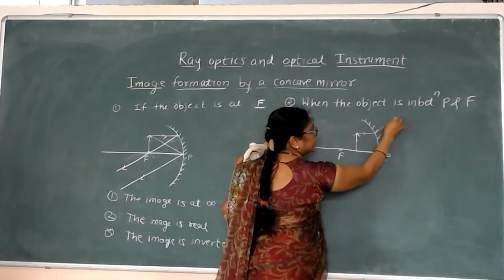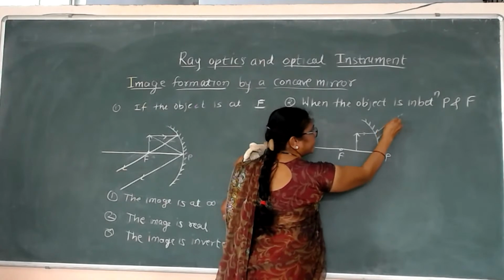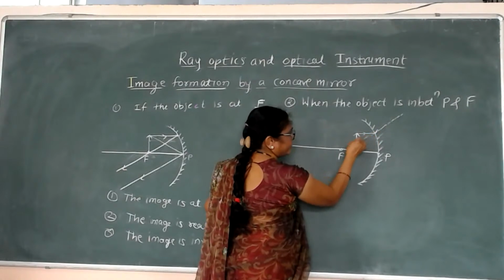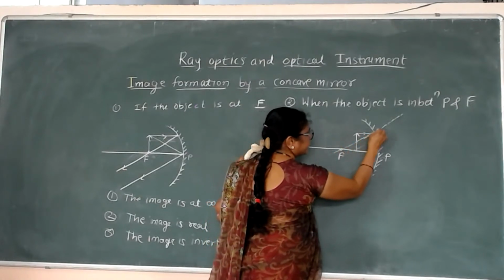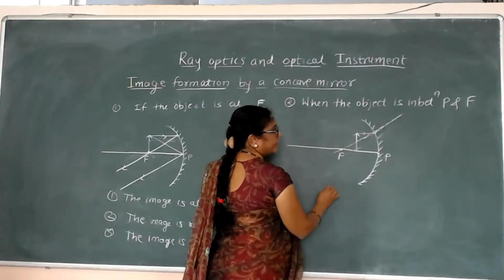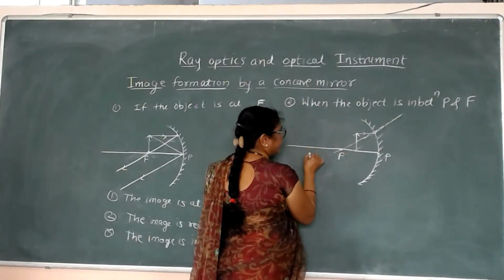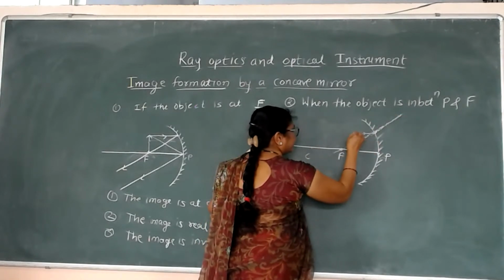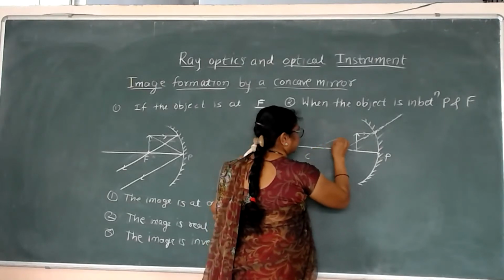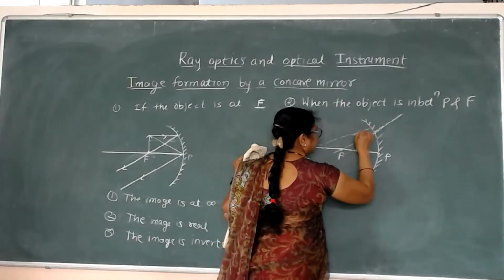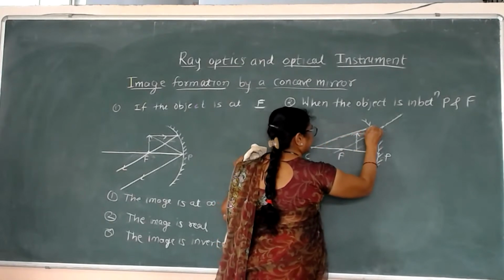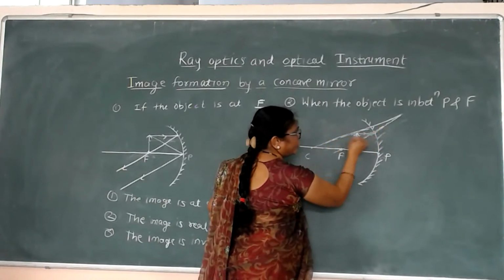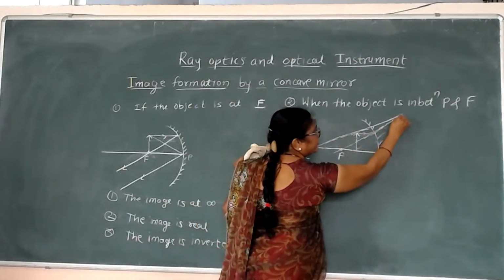The rays diverge. See here, these are diverging rays, and these diverging rays come back from the principal focus. This is the ray. If I take another ray, which is from the center of curvature, which is normal to this surface, another ray passing from the center of curvature. See here, both the rays meet, and there is a formation of an image.